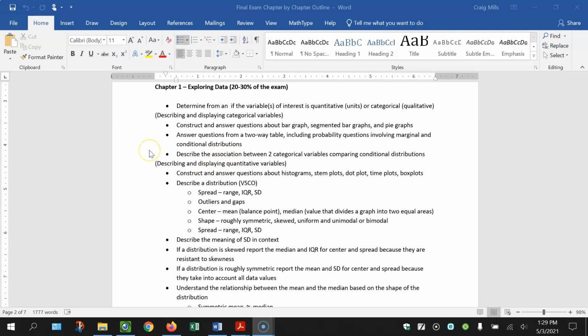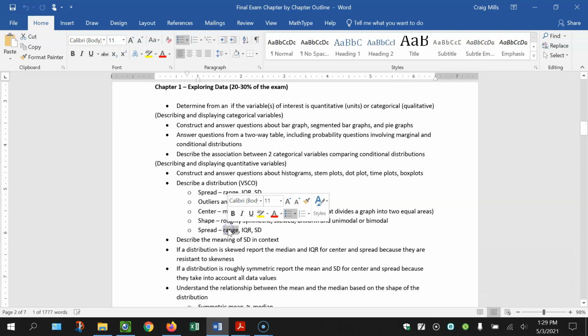They could ask you to make a box plot, stem plot, dot plot, time plot, or histogram for a quantitative variable and then describe that. That's VSCO. The variability is range, IQR, standard deviation, outliers and gaps, center. Are you using mean or median? The shape: is it roughly symmetric? Is it uniform, like all roughly equal, skewed to the left, skewed to the right?